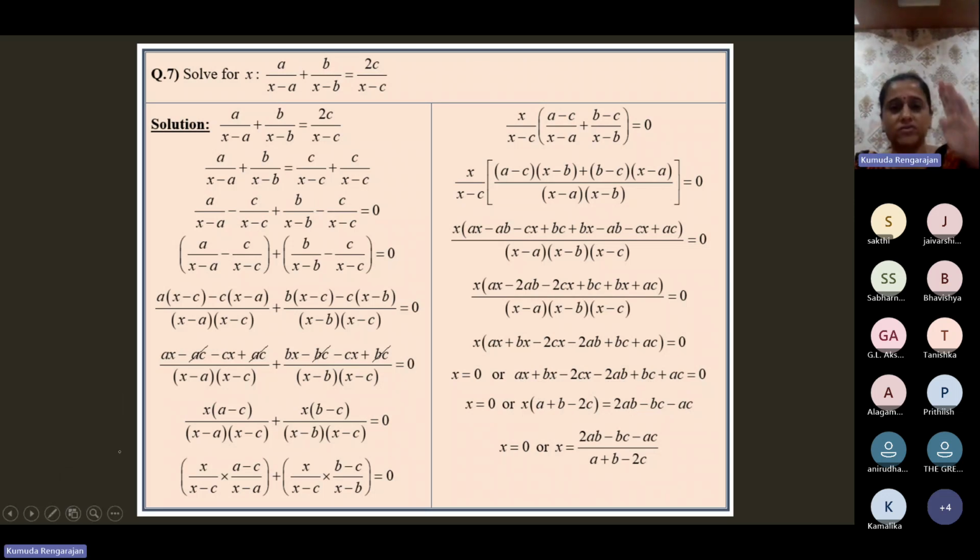We have separated. We have three x terms on one side and three non-x terms on the other side. These three terms go to the other side, and in these three terms, x is common. So a plus b minus 2c. So now x is equal to this one divided by a plus b minus 2c.